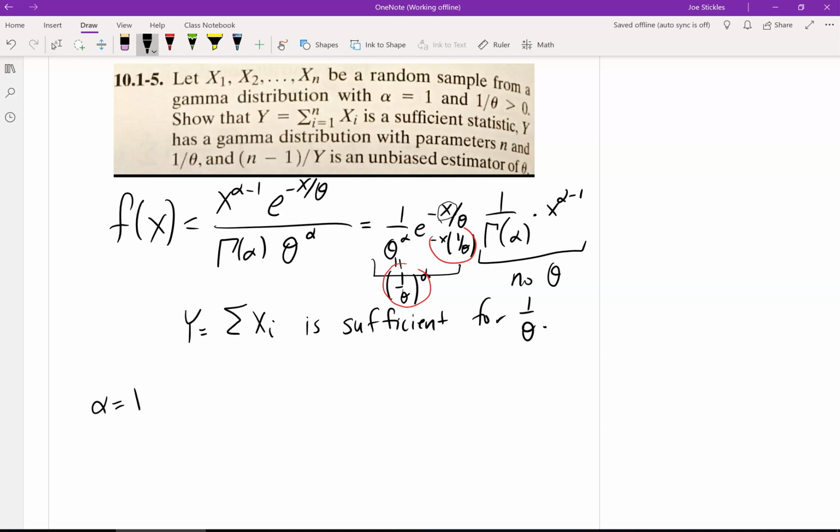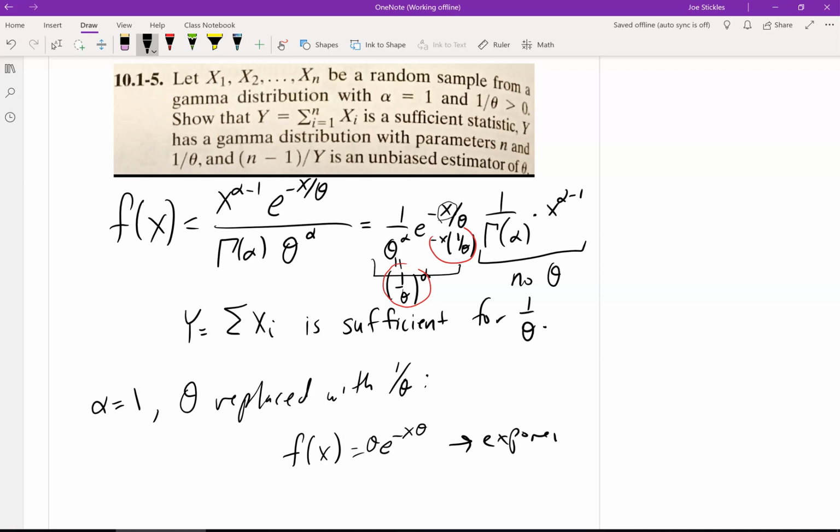So if alpha is equal to 1 and our theta is replaced with 1 over theta, then your PDF would look like, well, there wouldn't be an x anymore. Gamma of alpha is 1. So you would have e to the minus x theta, and then there would be a theta in front, because if I replace the theta with 1 over theta, it would flip to the top. So this would be what your PDF would look like. In particular, this is exponential with a parameter 1 over theta.